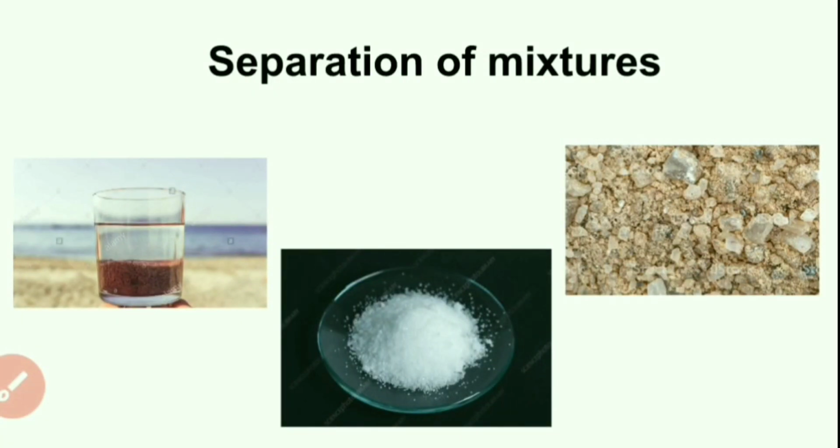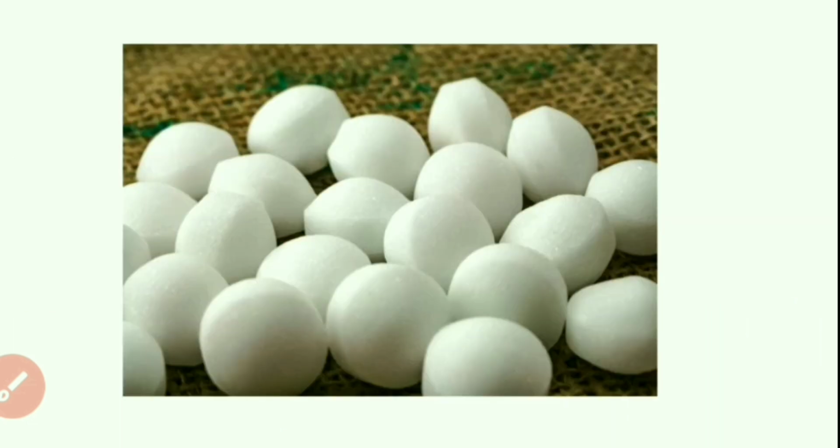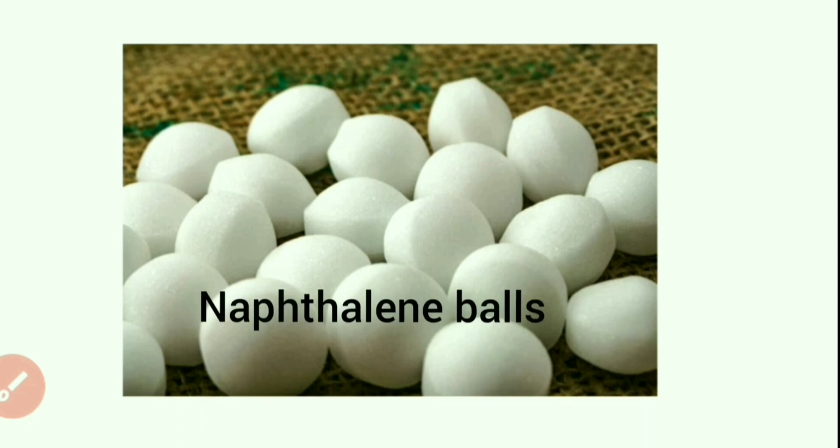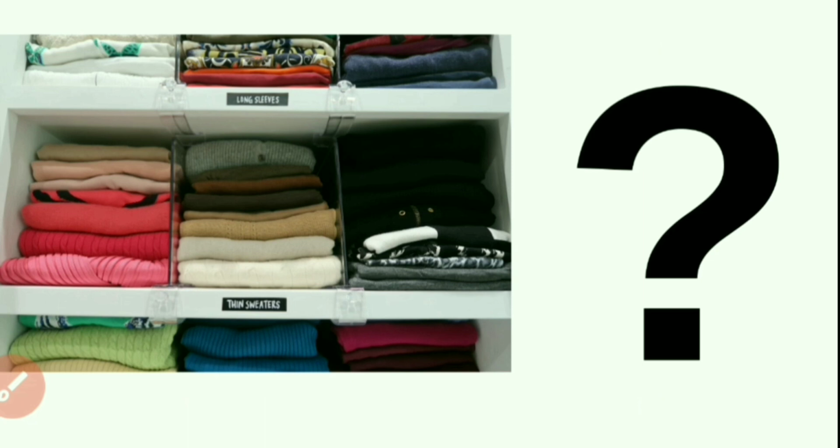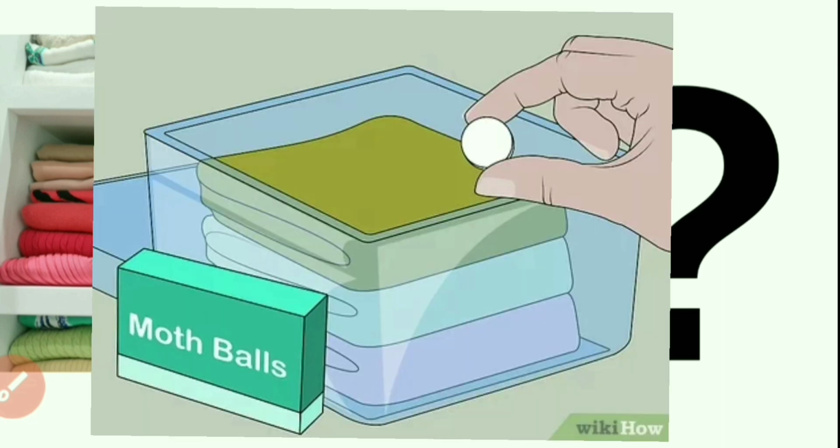Good morning, students. Today we will be continuing with our topic, separation of mixtures. Now have a look at this picture and try to identify the substance which is shown here. Well, these are naphthalene balls, and you must have seen your mother using them a lot when the winters are going and we pack our woolen clothes into boxes or cabinets. Then we keep these balls along with them.